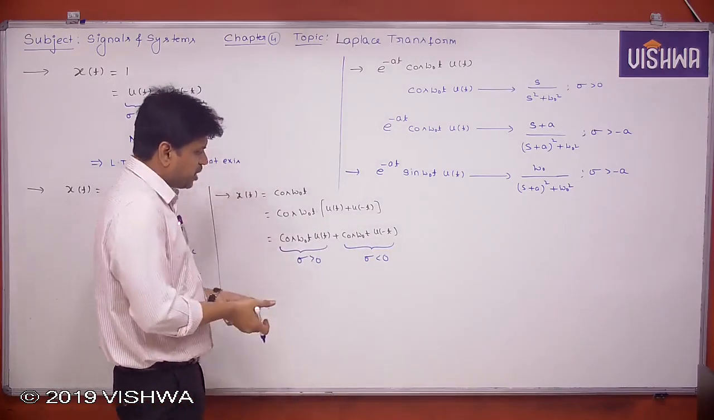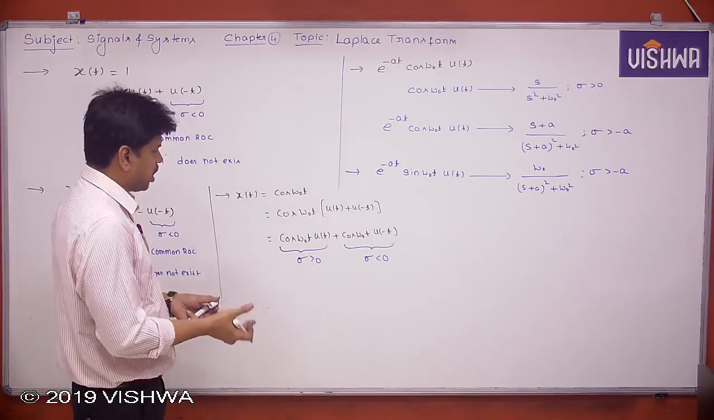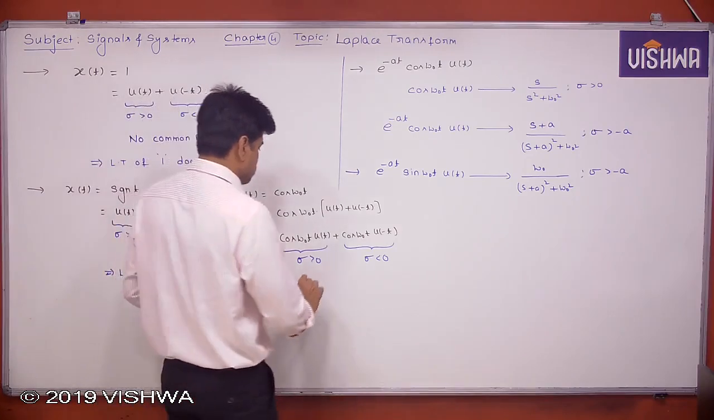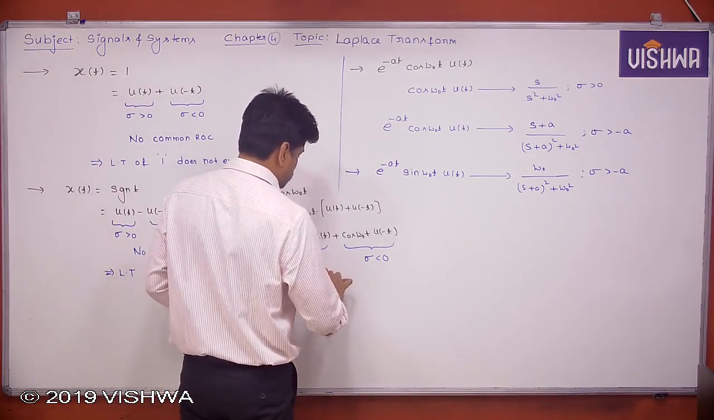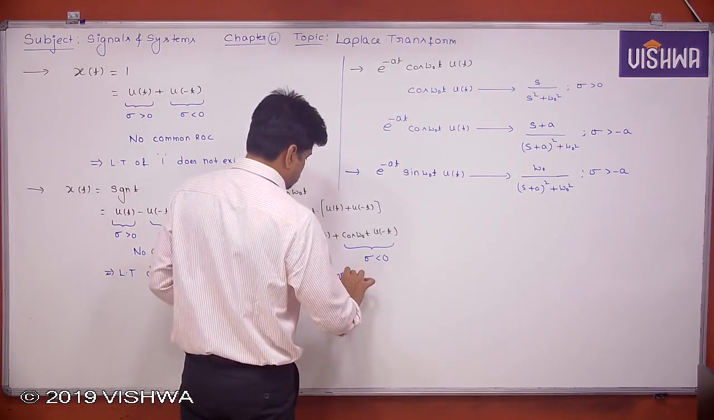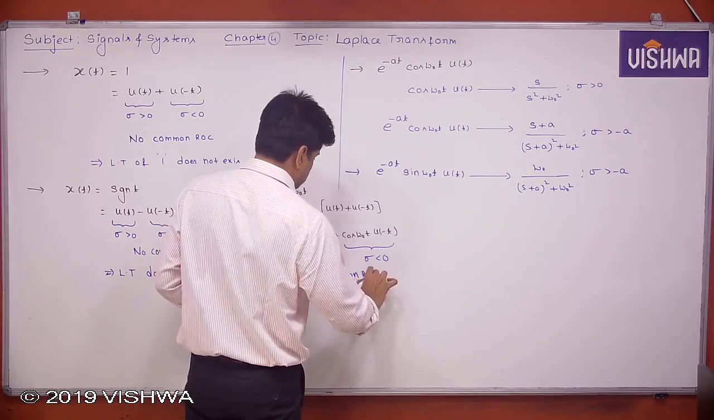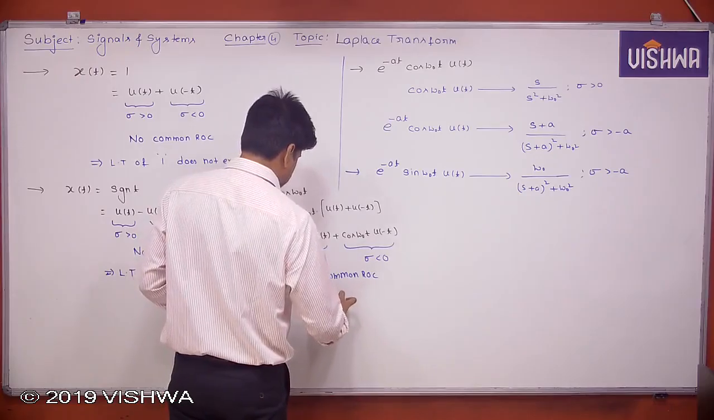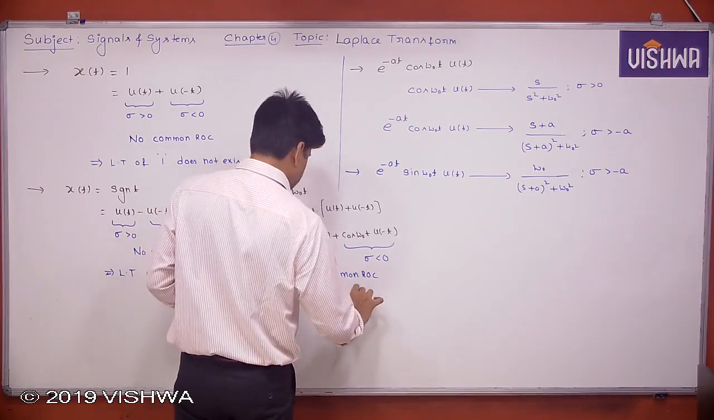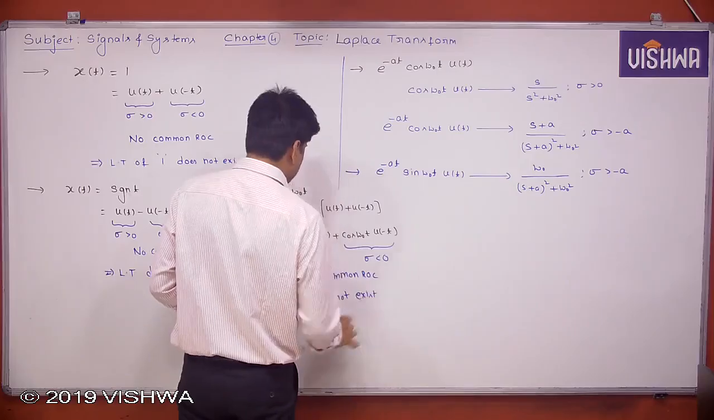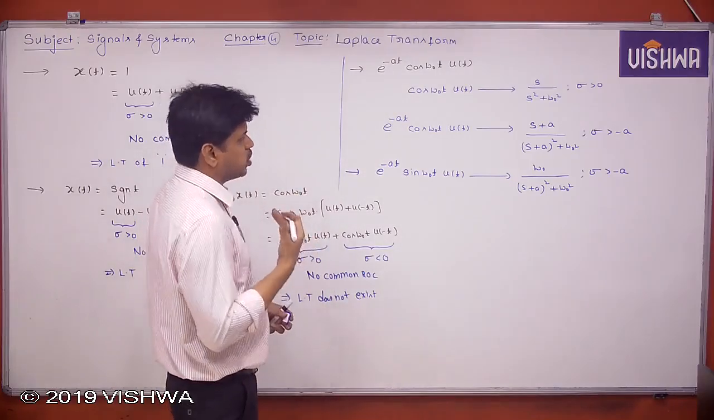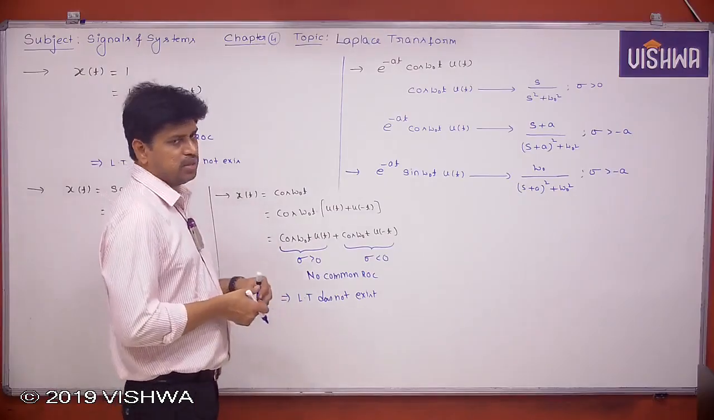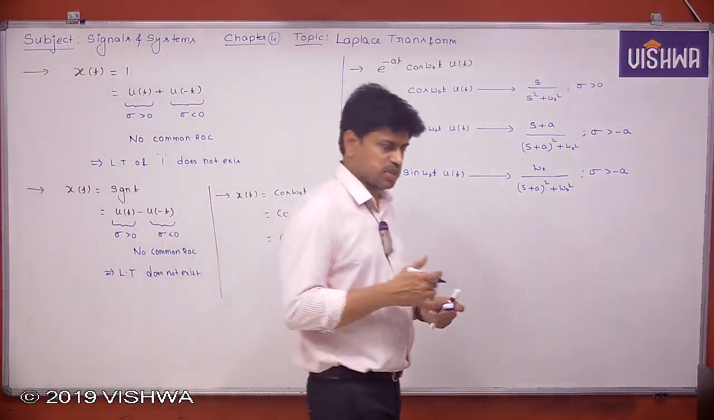Here also we don't have any common ROC. Whenever there is no common ROC, I can simply say the Laplace transform does not exist. No common ROC implies the Laplace transform does not exist. So be careful. Cos omega naught t u of t has a Laplace transform, whereas cos omega naught t does not have a Laplace transform. Clear? Take it. Next.